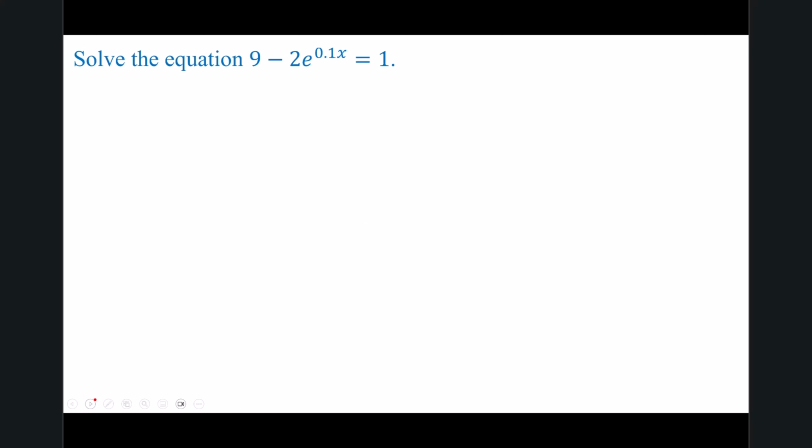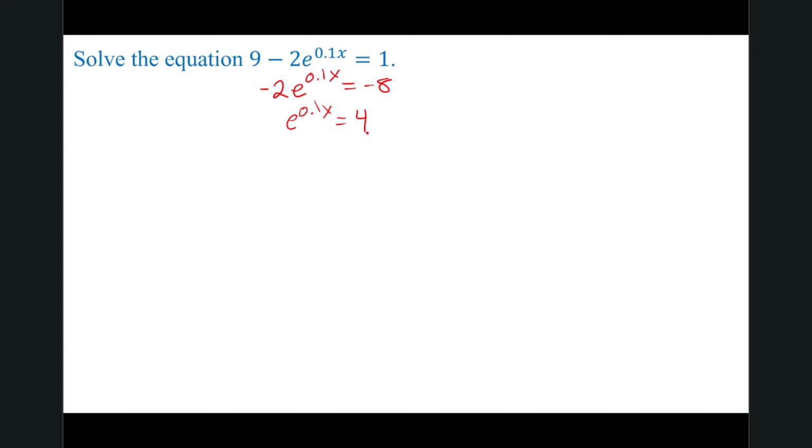Let's try another one. 9 minus 2 times e to the 0.1x equals 1. I want to get the exponential part by itself to start, so I'll subtract 9 from both sides, and I get negative 2 e to the 0.1x equals negative 8. Then divide both sides by negative 2, and I get e to the 0.1x equals 4.